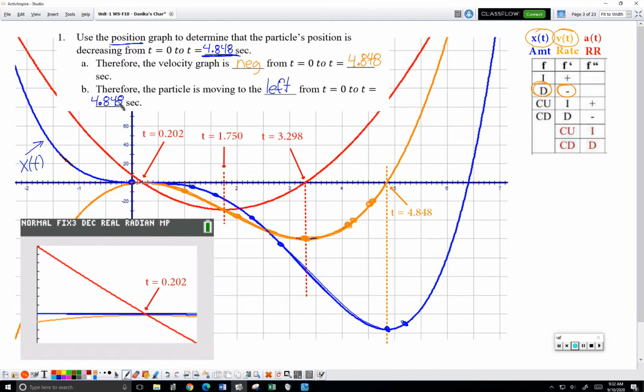So the way I read this sequence of thoughts, what it's trying to prompt you to do is see how they correspond. It says, use the position graph to determine that the particle's position is decreasing. So there they're telling us to look there. We figured out the position is decreasing from here all the way to here. Now the A and the B are going to talk about how other graphs correspond to that. So that's where the chart can give you the clue. You can say, okay, I get it now. I'm supposed to make sure I understand that when position is going down, my velocity has to have negative y-coordinates.